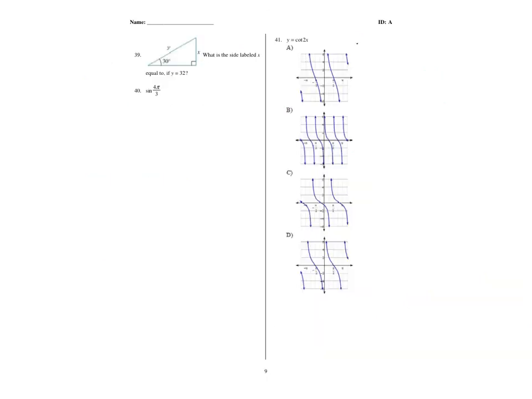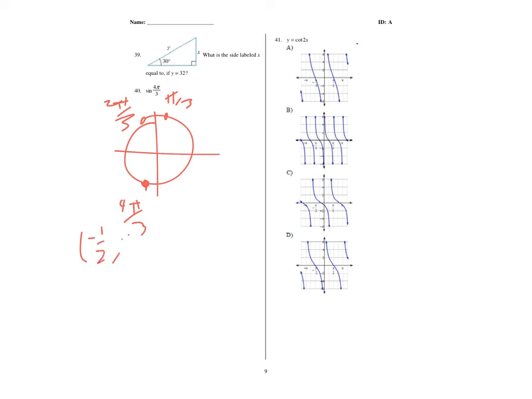All right, number 39 I actually already asked, so you can look back up at that one that we did before. For number 40, 4 pi over 3 is down here. We know that this is pi over 3, this is 2 pi over 3. 4 pi over 3 is down here. And the coordinates there are going to be negative 1/2, comma, negative rad 3 over 2. So the sine value is the y value, negative rad 3 over 2.